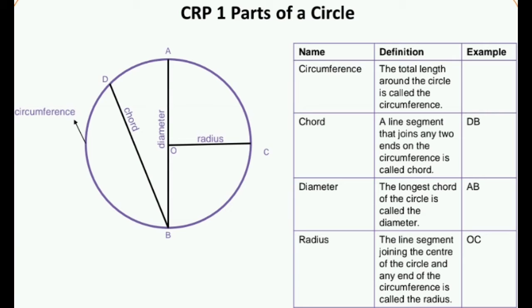A chord is a line segment that joins any two ends on the circumference. A diameter is the longest chord. Radius is the line segment joining the center of the circle and any end of the circumference.